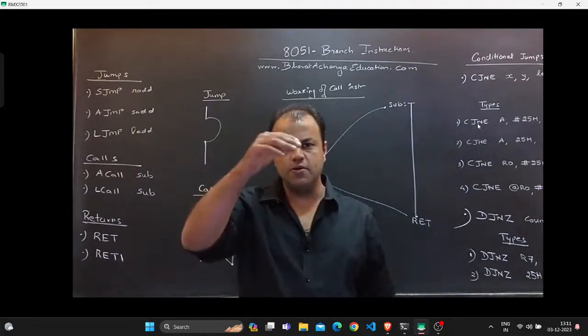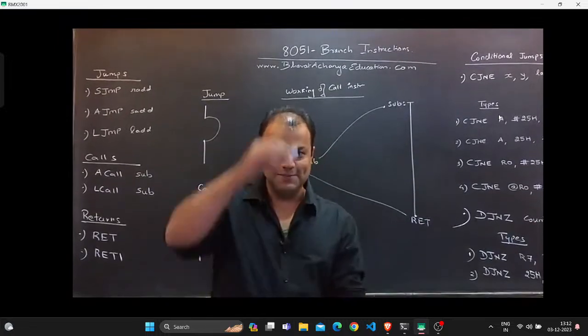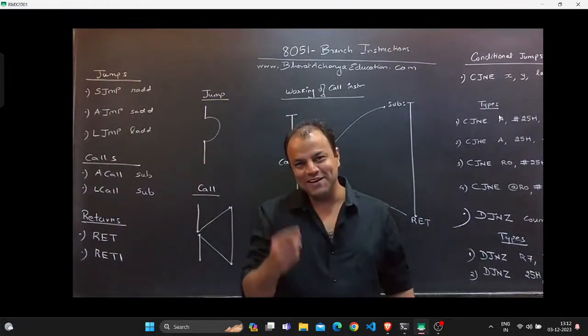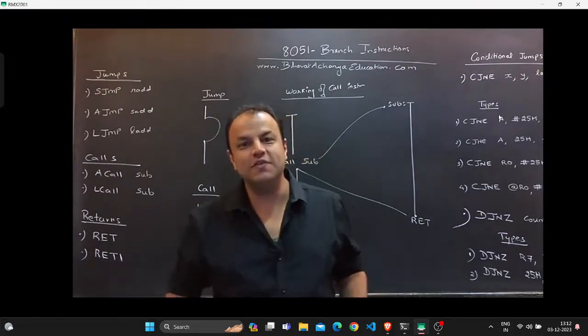What these instructions do, they cause a branch in the program. See, programs normally execute in a sequential manner. Why? Because of gravity? No. Because after every instruction, PC goes on getting incremented. What is PC? Program counter. It always gives the address of the next instruction.